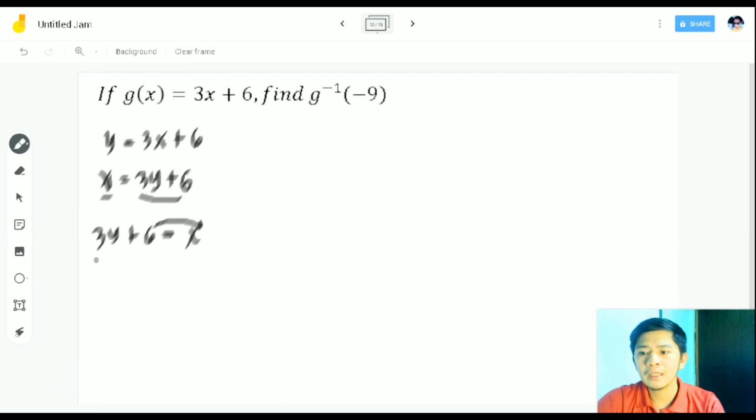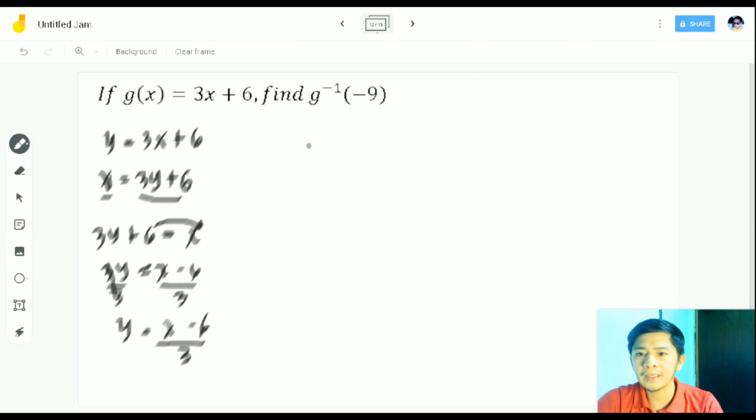So, dapat y lang matira. Alisin natin muna si 6. That will become 3y equals x minus 6. So, to remove this 3, divide lang natin siya by 3. So, cancel that 3. It will become y equals x minus 6 all over 3. So, we can now find the inverse. That is g inverse of x equals x minus 6 all over 3.